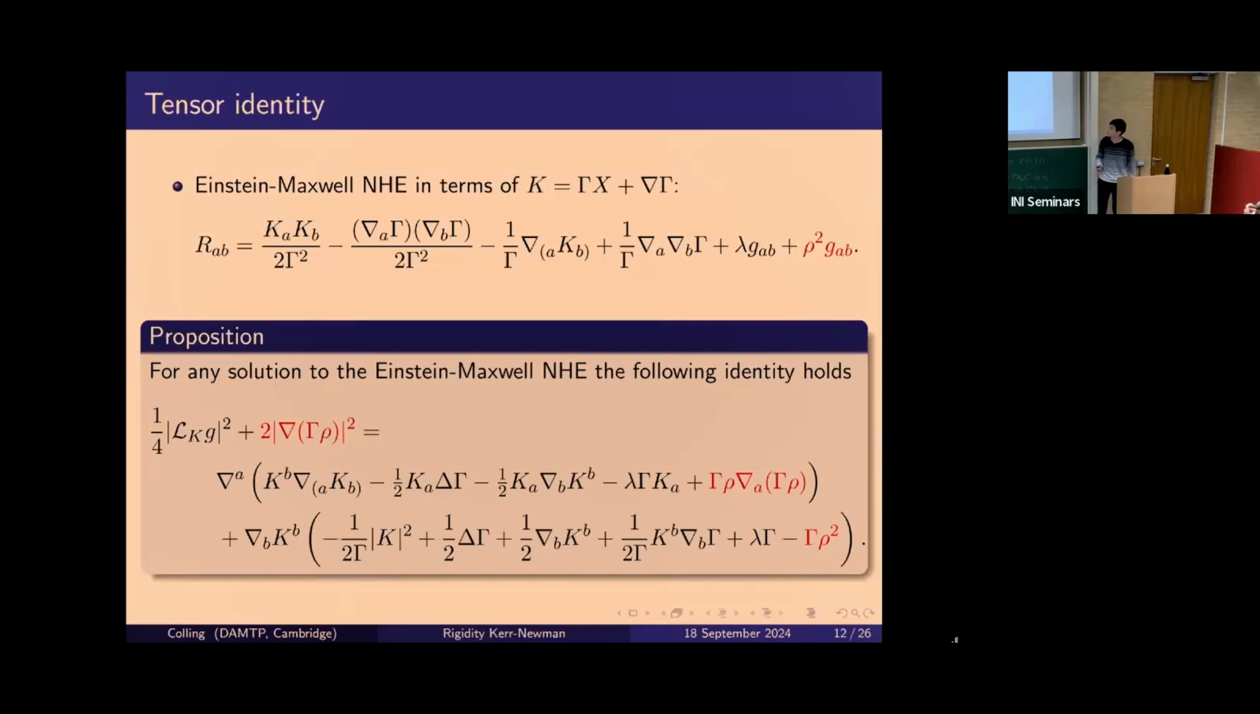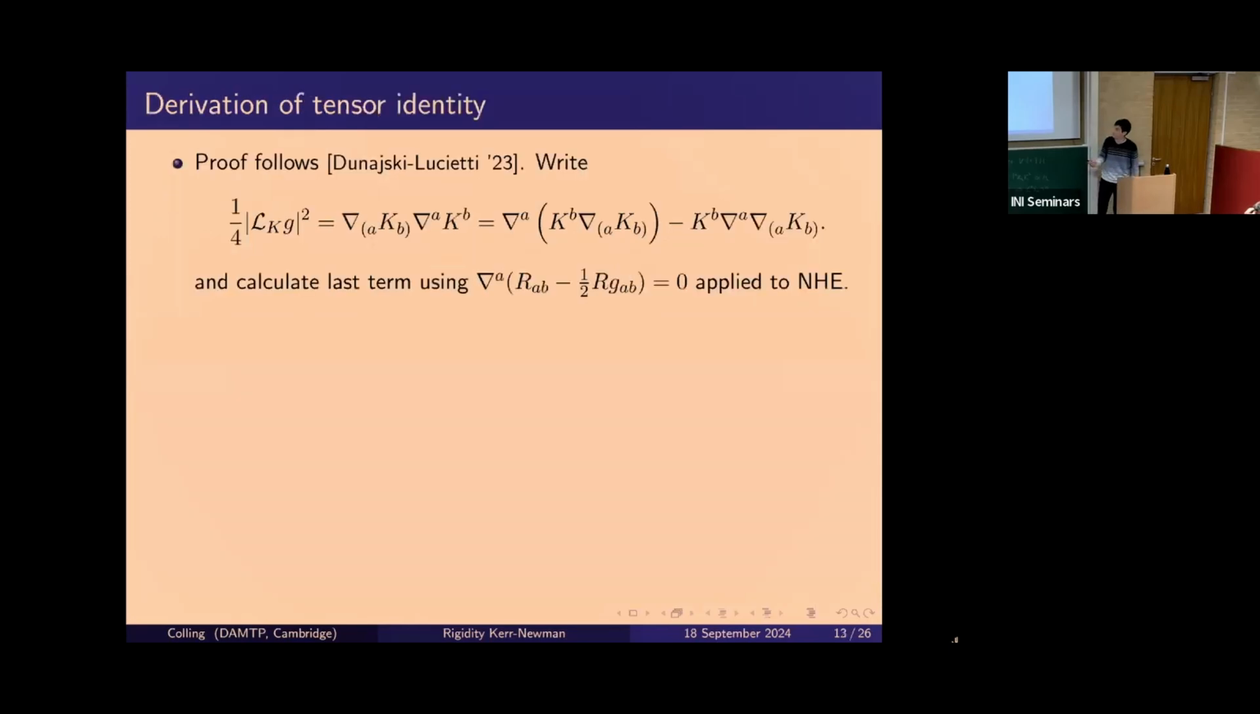So I'll say some words on how to derive this identity. You start with rewriting the norm squared of the Killing vector in the following way. So this is the same as in the vacuum case. And then you can get an expression for this last term using the contracted Bianchi identity applied to the near horizon equation. Notice that the extra term compared to the vacuum calculation was pure trace, and these pure trace terms do not contribute to this contracted Bianchi identity.